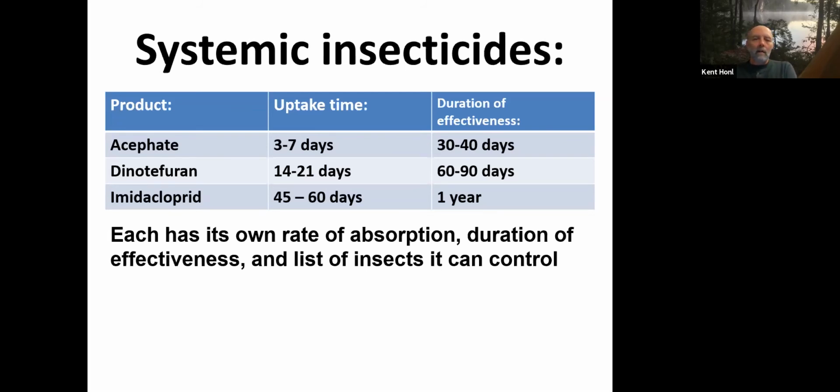Dinotefuran has a longer uptake time, 2 to 3 weeks, but you get a longer duration of effectiveness. And then imidacloprid, 45 to 60 days, but then you get a full year of control of the insects you're working to deal with.